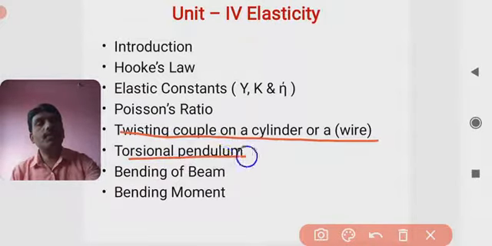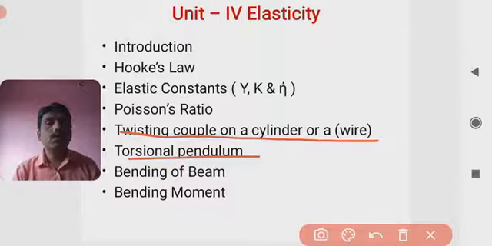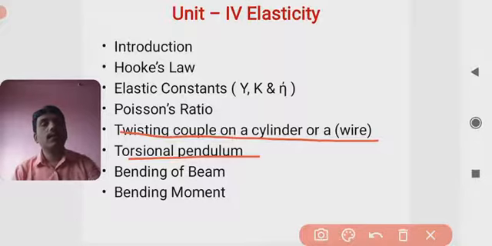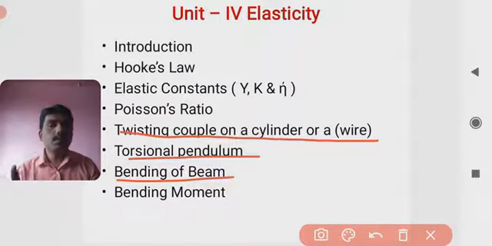Torsional pendulum we will see, how the pendulum works; we already learned the simple pendulum, and in this case we will learn about the torsional pendulum, how it works and how these oscillations and the time period are calculated. The bending of the beam: if I am bending the beam, how the internal and external forces act, again the stress-related part, how they work at that stage, that we will learn in the bending of beam.